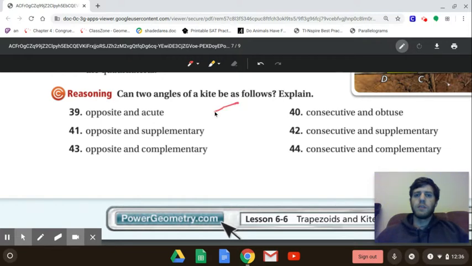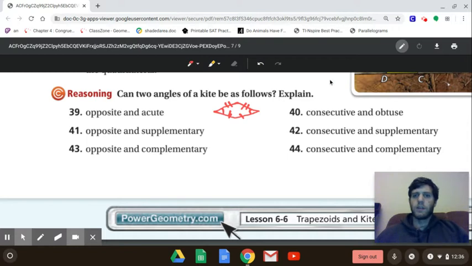Okay, so if you have a kite, can these two angles be acute? Those are the opposite ones. Can they be acute? Yes. They can be less than 90. There's no reason why this can't be 45 degrees, and that one also be 45 degrees.